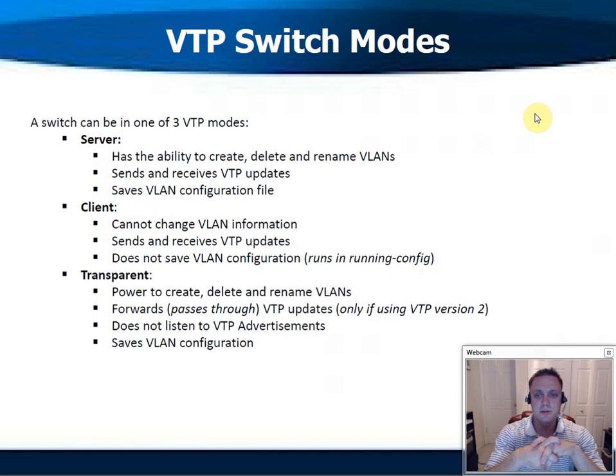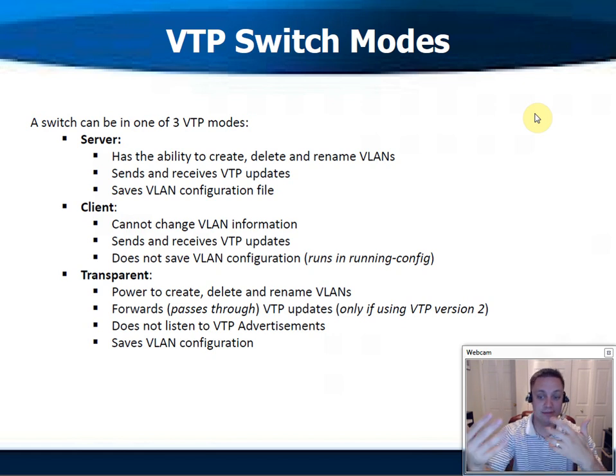So the VTP switch modes. A switch can be in one of 3 VTP modes: server, client, and transparent. Server, which is the default mode by the way, has the ability to create, delete, and rename VLANs. It sends and receives VTP updates or advertisements, and it saves the VLAN configuration file. Client mode, however, cannot change VLAN information. It can only receive it.